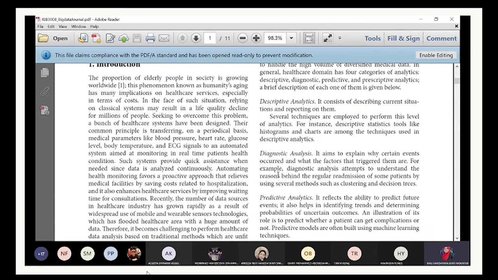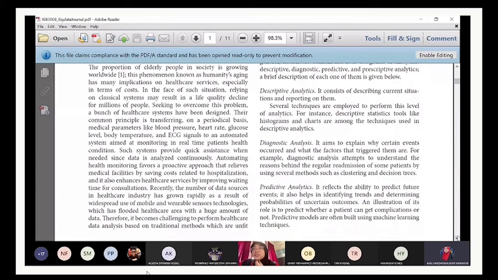All right, next, Amiza. Thank you, Augusta. Amiza, doctor, if you can see here under diagnostic analysis, it aims to explain why a certain event occurred. I think this is very similar to what you've learned in statistics. Can you tell me some of the techniques that we can use for diagnostic analysis? Is it like t-test, ANOVA?